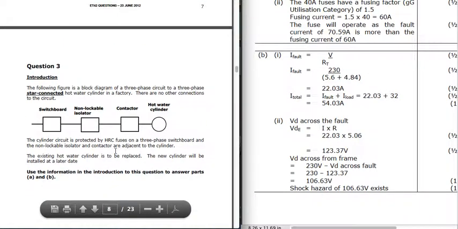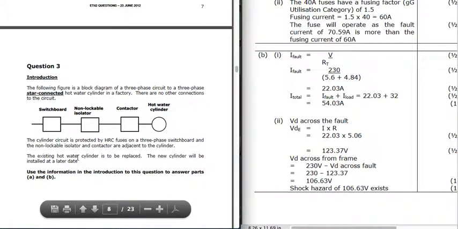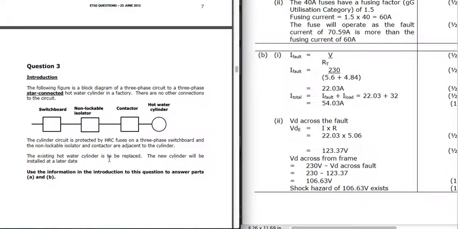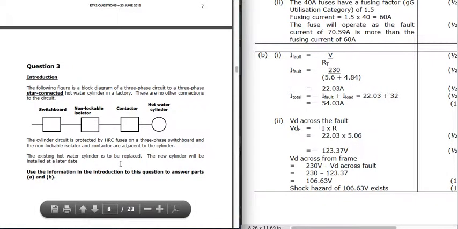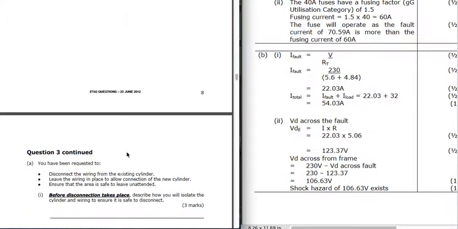Question 3, we've got a block diagram of a three-phase circuit to a three-phase star-connected hot water cylinder. So there's our hot water cylinder. The cylinder is protected by HRC fuses in the switchboard, and there's a non-lockable isolator and contactor, so we can't lock this off. The existing hot water cylinder is to be replaced. The new cylinder will be installed at a later date.